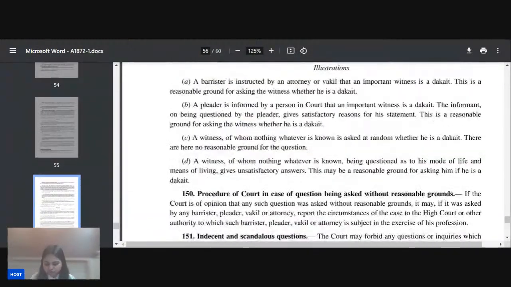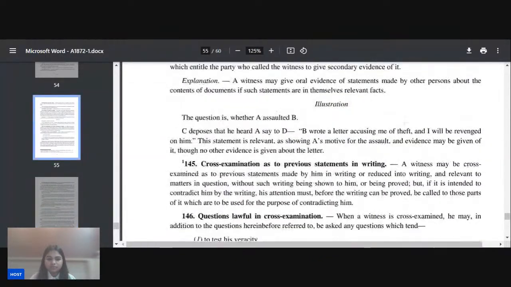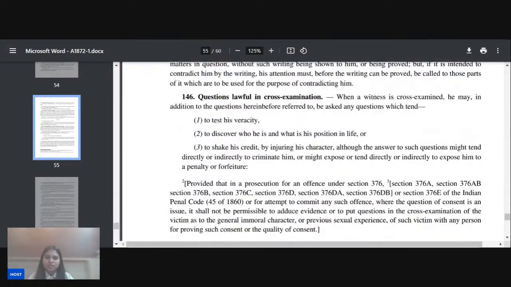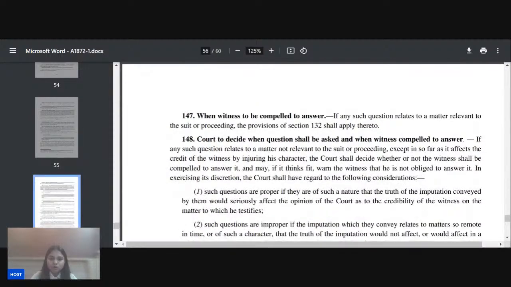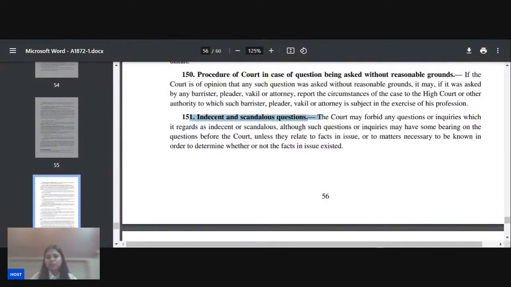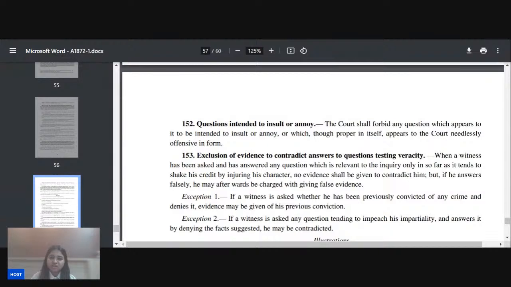These are all provisions relating to cross examination and examination in chief. So cross examination as to previous statements in writing is again important. What questions can you ask during cross examination? Okay, so you can ask questions testing the veracity, to discover who he is and what his position in life is. Or if you want to shake his credit, you can ask questions which will shake his credit also. Then coming to 151, which is indecent and scandalous questions. So you cannot ask questions which are indecent and scandalous, and if the court feels that the questions are indecent and scandalous, then it will forbid you to ask them, right. So the court will forbid any question which is indecent or scandalous, right. 152, if you are asking questions intending to insult or annoy someone, the court will forbid you to do that, right.